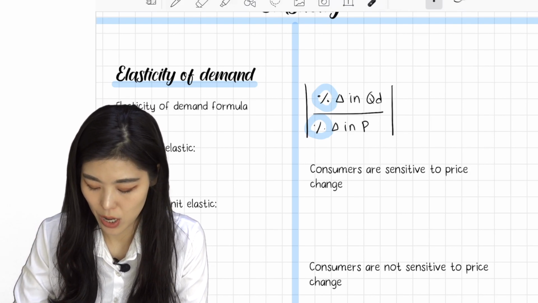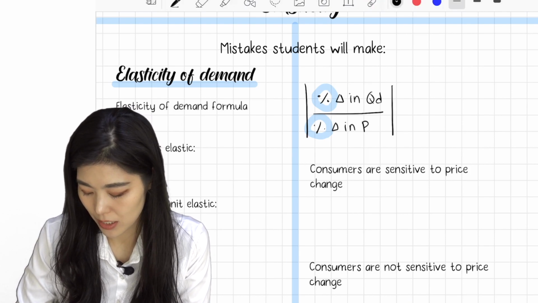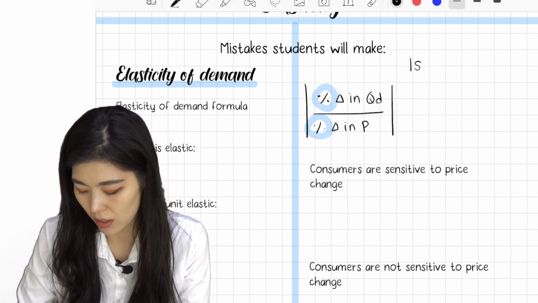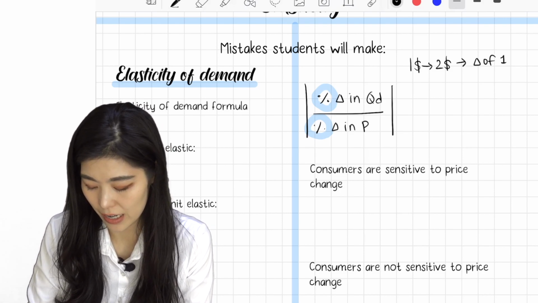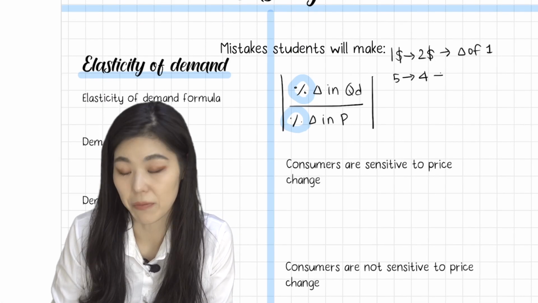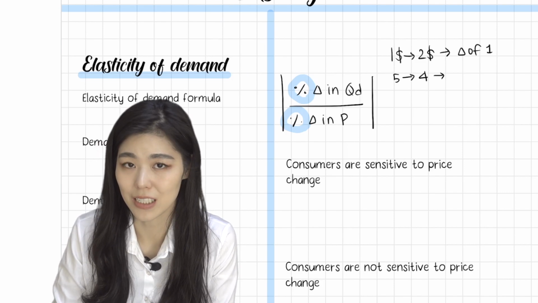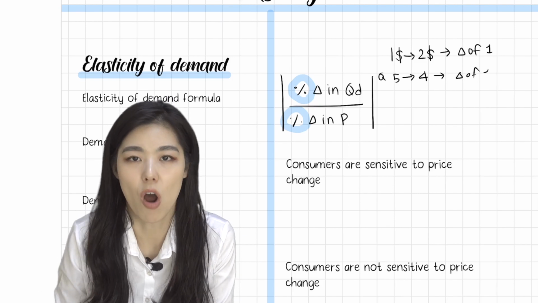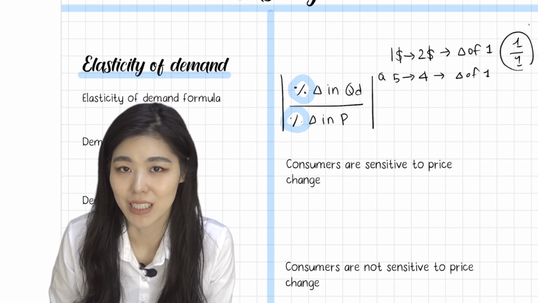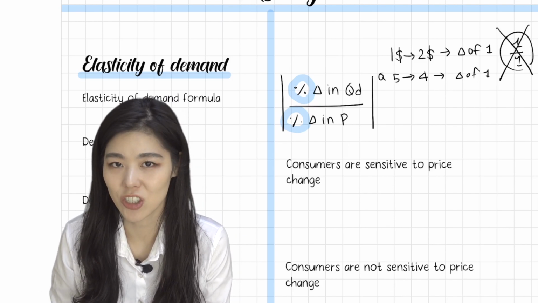So for example, if people say, oh, the price increased from $1 to $2, that's a change of 1, so they put in 1 here. And the quantity demanded changed from 5 to 4 as the price increased from 1 to 2, and they put in just 1. And then they go 1 divided by 1. That's wrong. That's where you're going to make mistakes. Don't do that. Percentage change is different.